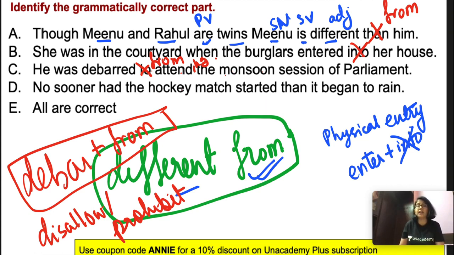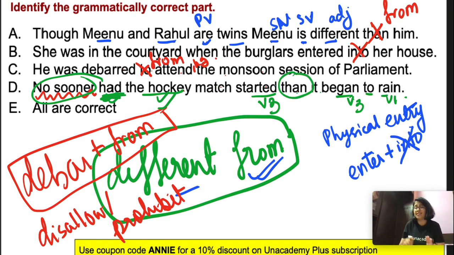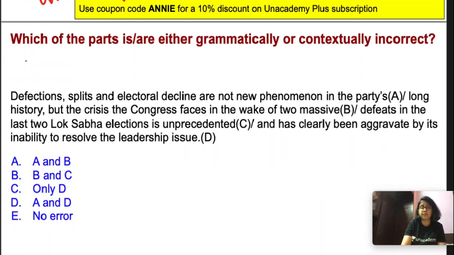No sooner had the hockey match started than it began to rain. So whenever a sentence starts with no sooner, you have to apply the inversion rule. Inversion rule says that the helping verb should come before the subject. So here the helping verb has come before the subject. The hockey match started. So had plus V3. So started is V3. Then it began, again V3, to rain, to plus V1 infinitive. No sooner and than. No sooner than is a pair. Okay, so this sentence is correct. So option D is the answer. Next question.